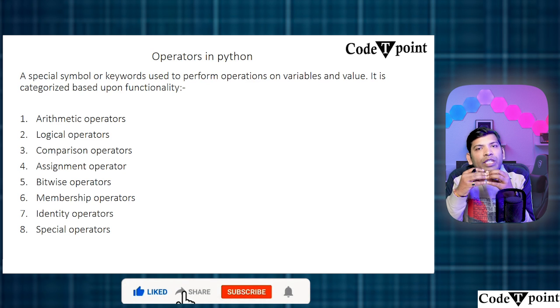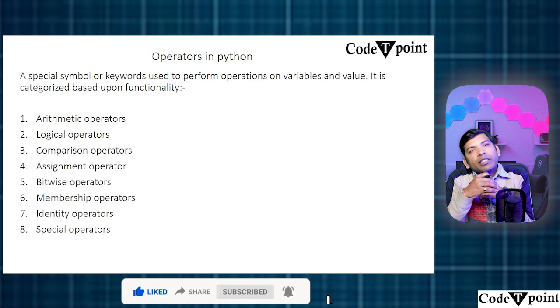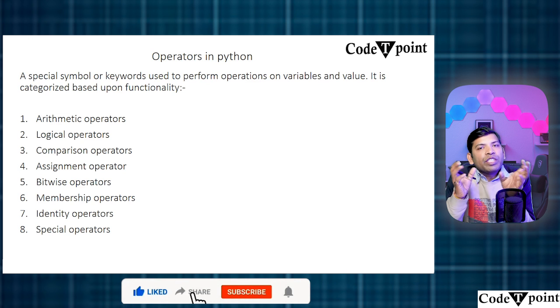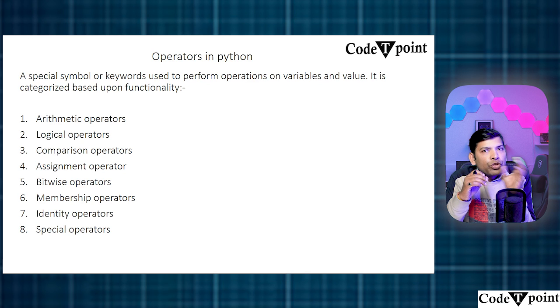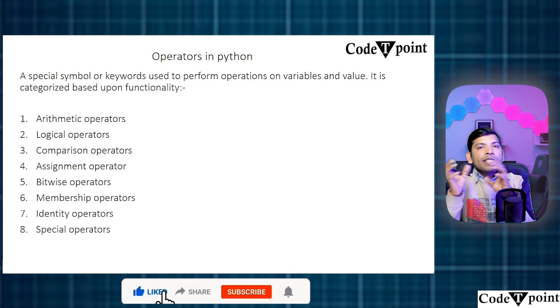The AND operator checks the combination of expressions. If both are true, then it returns true. If it is checking both expressions and both are false, then it returns false. If any one expression is true and the other is false, in these cases it will return false.